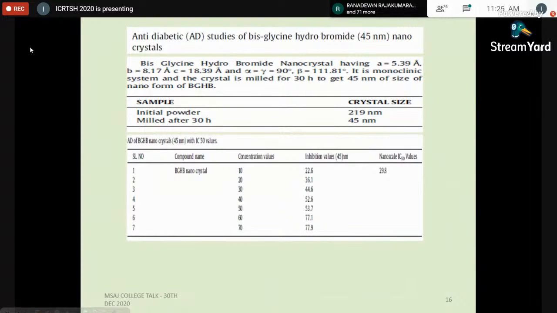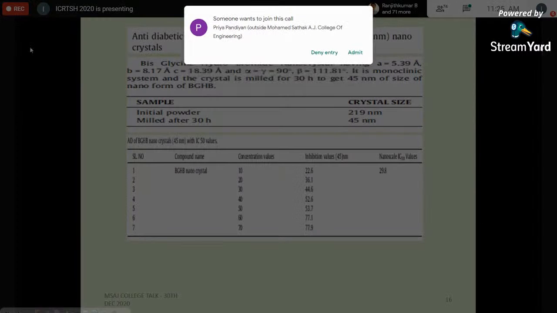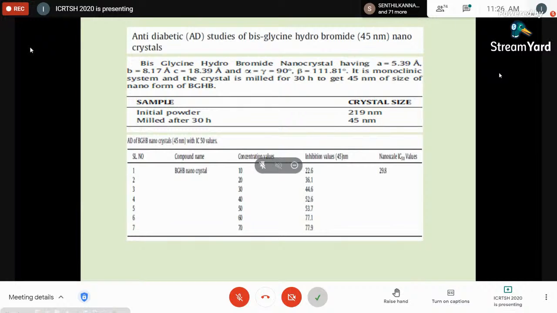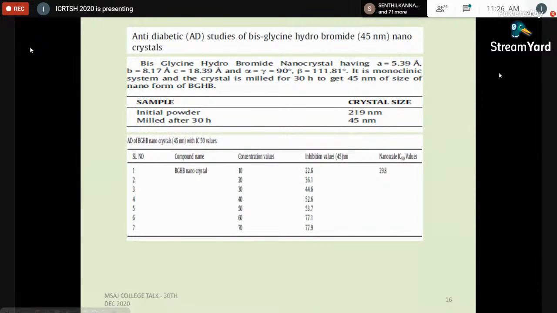Yeah, that was the previous one, related to ZnO nanoparticles directly from the green synthesis method. Now we have bisglycine hydrobromide nanocrystals. First we have to know what a macrocrystal is. Bisglycine hydrobromide is a monoclinic system crystal with beta as 111.81. Alpha and gamma are the same for the monoclinic system when analyzing the 7 types of crystal systems. Beta is different and perfectly matches the previously reported crystal system, from which we identify the sample as initial powder of 290 nanometer.